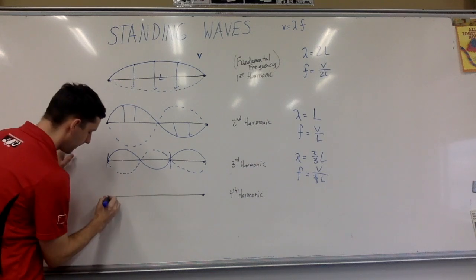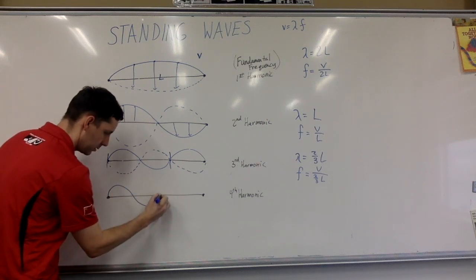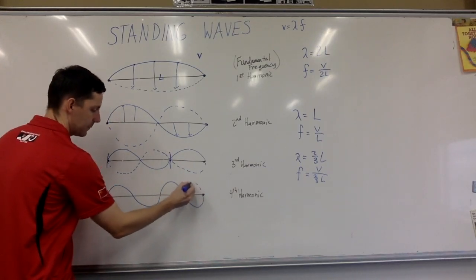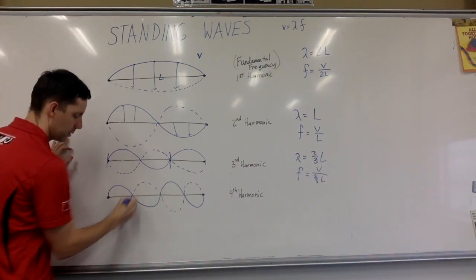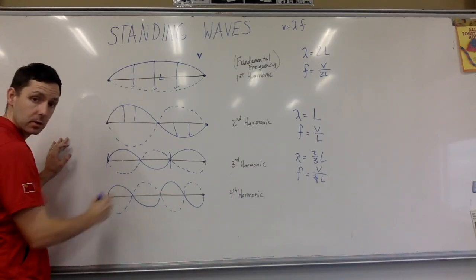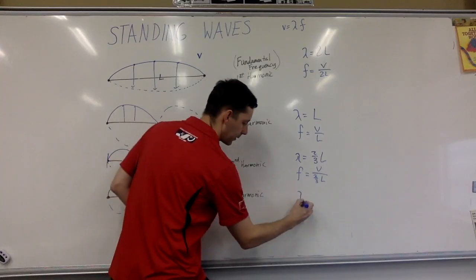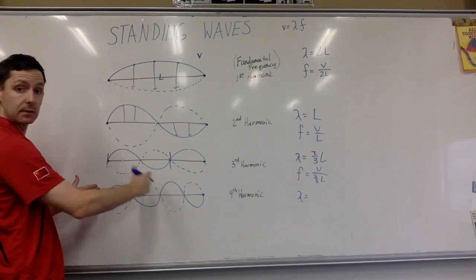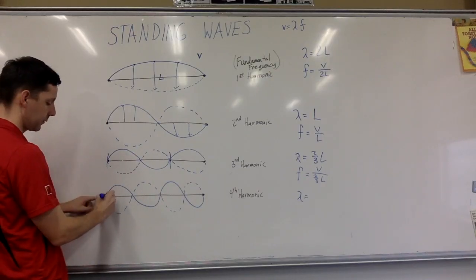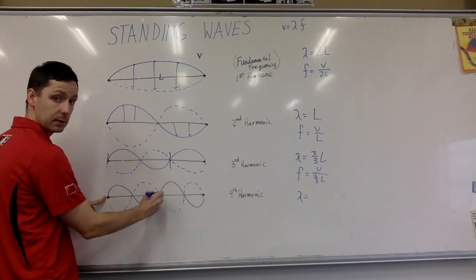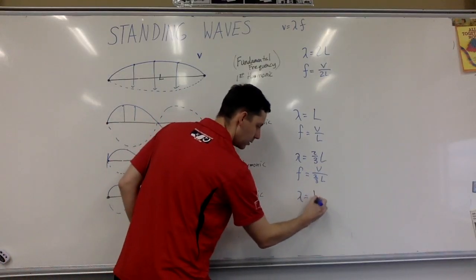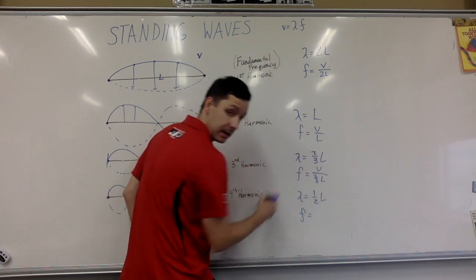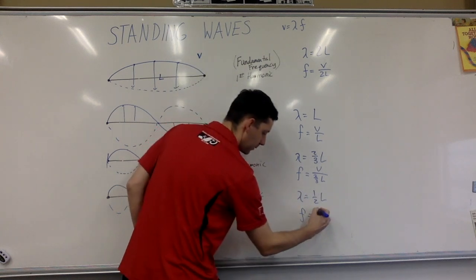4th harmonic. 1, 2, 3, 4. All right, and same thing here. Okay, moving up and down. Again, we can get our wavelength, which is now only half, right? Because it takes up 2 of the 4 segments, right? Going from the middle up, middle down, back to the middle. So 1/2 of the length. And the frequency then is V divided by half of the length.